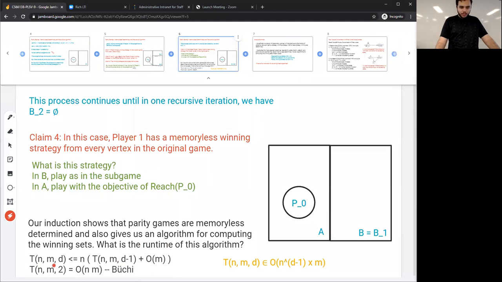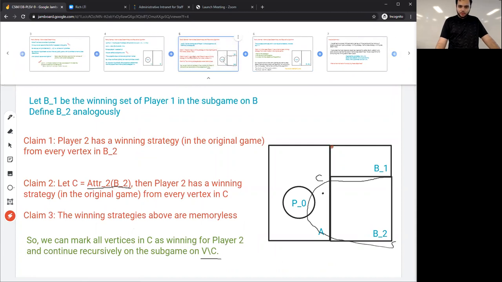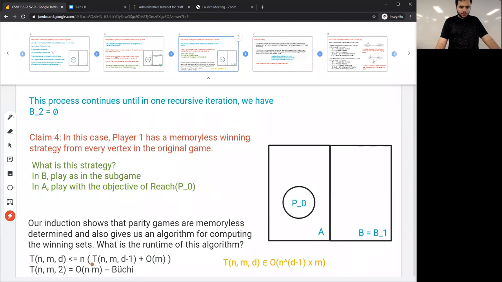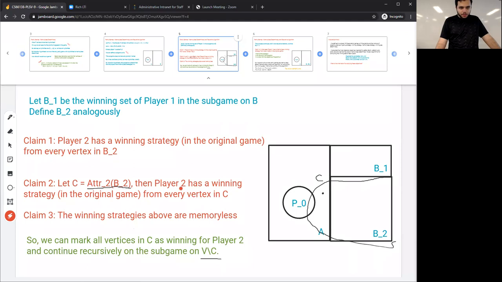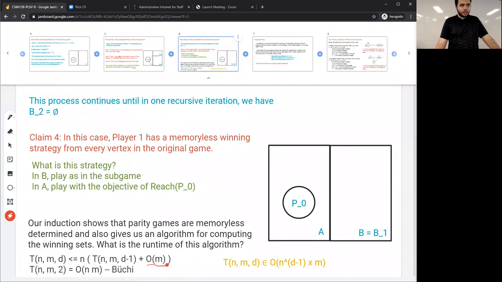And how much time does it take? So we do it N times. And how much time does it take to do this? Well, we have to solve this subgame recursively. And that takes at most T of N, M, and D minus one, because I don't know what happens to my vertices and edges, but I know that I have at least one fewer priority, right? And then I also had some small computations of attractors here, right? And this computation of attractors takes order M according to our algorithm for reachability. So overall we have this inequality, right?